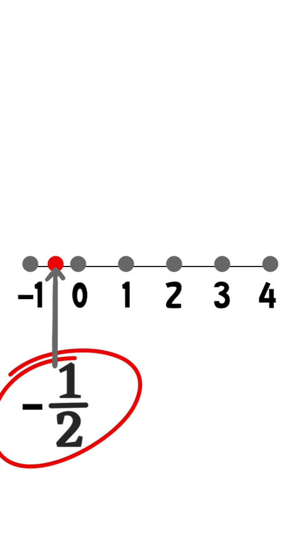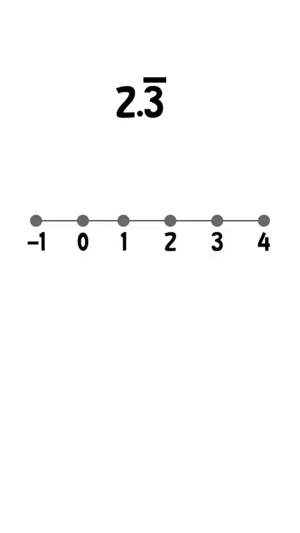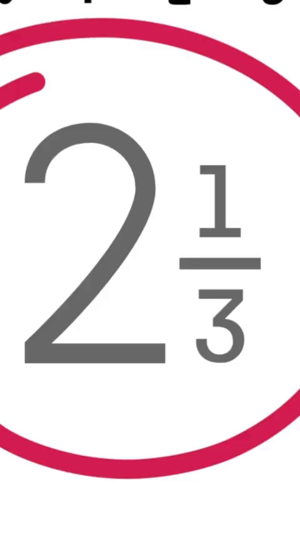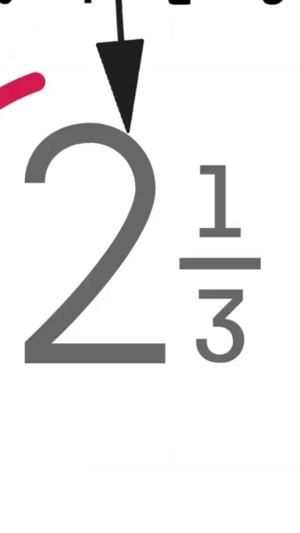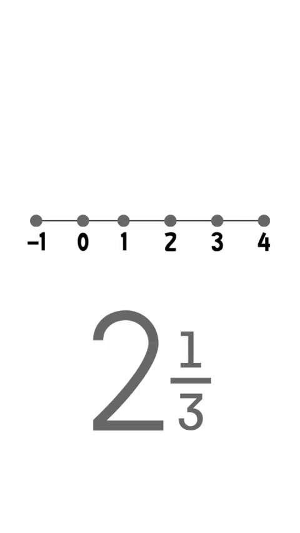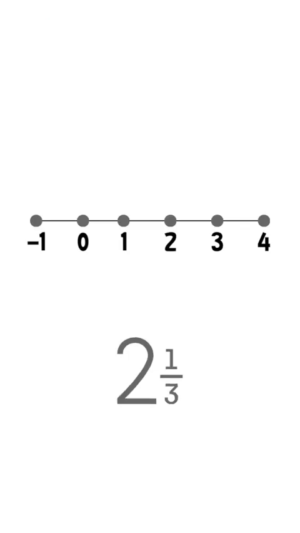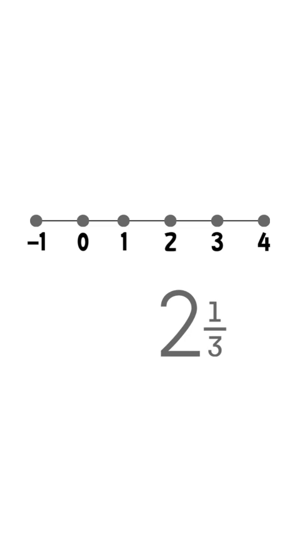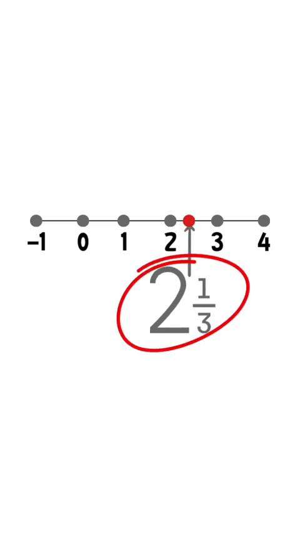Okay, last one. Where would 2.3 with a line over the 3 go? I mean, that means 2.3333333 forever. Well, I heard once that 0.3 repeating is sort of like 1/3, but not exactly. Right, you heard correctly. So 2.3 repeating would be like 2 1/3, right? Right. So where would that go on this number line? Well, 2 1/3 would go after the 2, closer to the 2 than the 3 because it's 1/3 after the 2. Great. Good job, Ziggy.